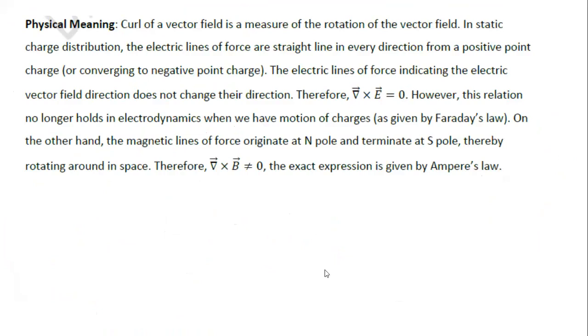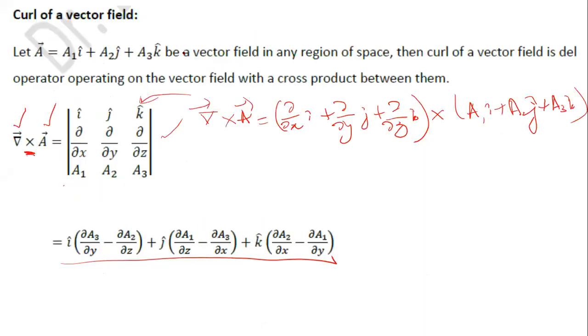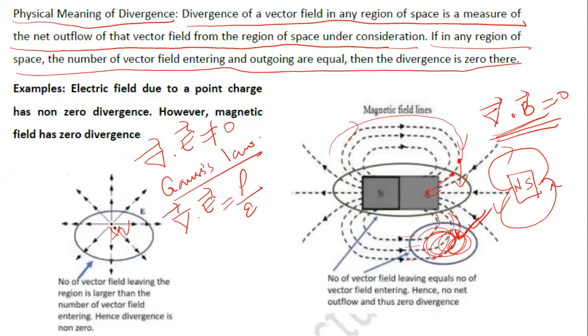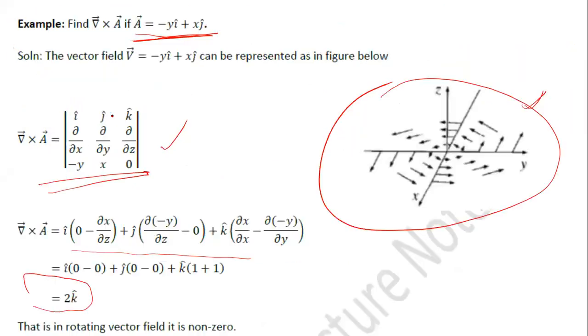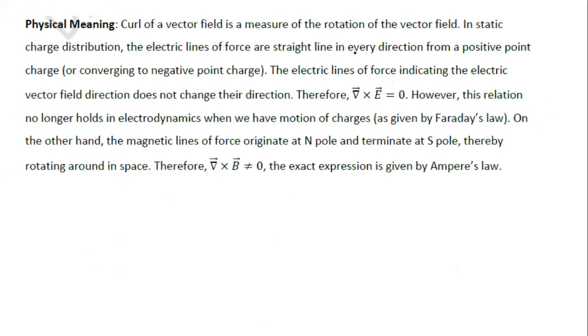Curl of a vector field, as you see, is a measure of the rotation of the vector field. In a static charge distribution, like the one I showed here, the electric field lines are straight lines and they spread away in every direction from a positive point charge, and converge to a negative point charge. You already know that. The electric lines of force indicating the electric field direction do not change their direction. Therefore, in a static charge distribution, curl of E is 0.